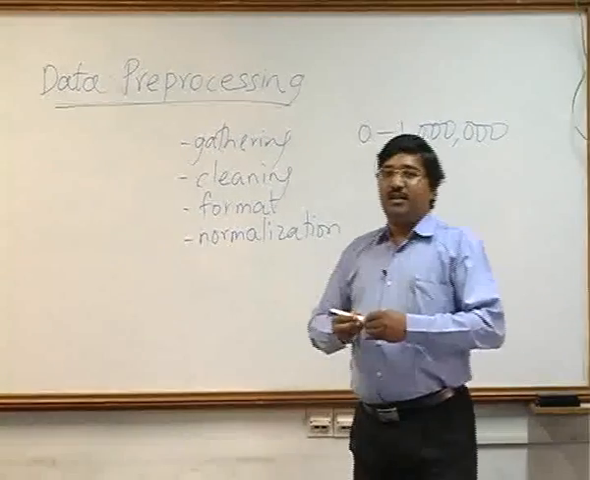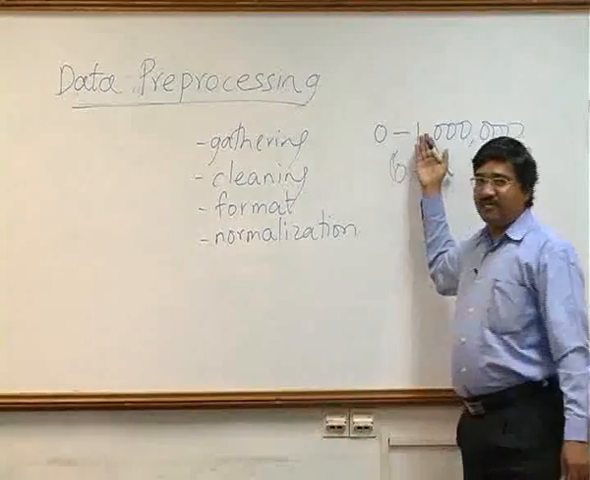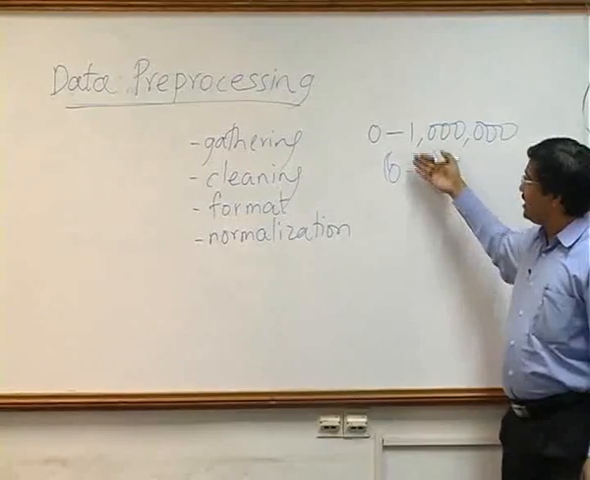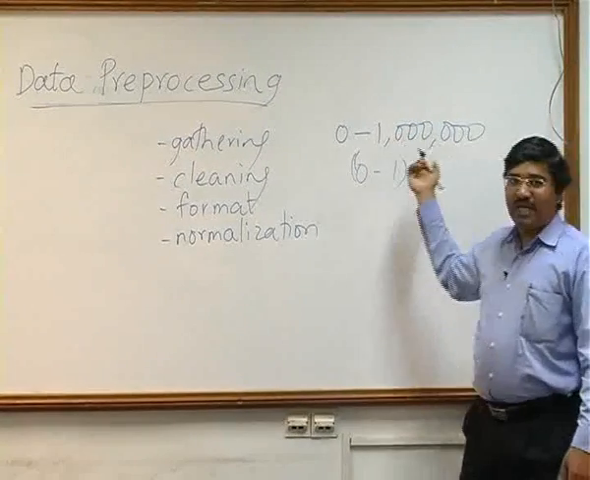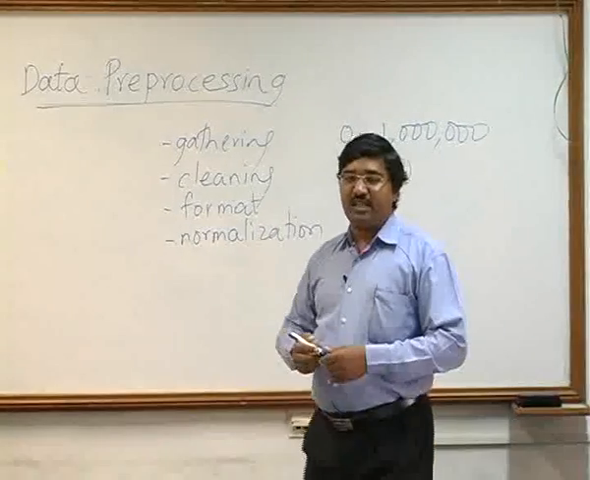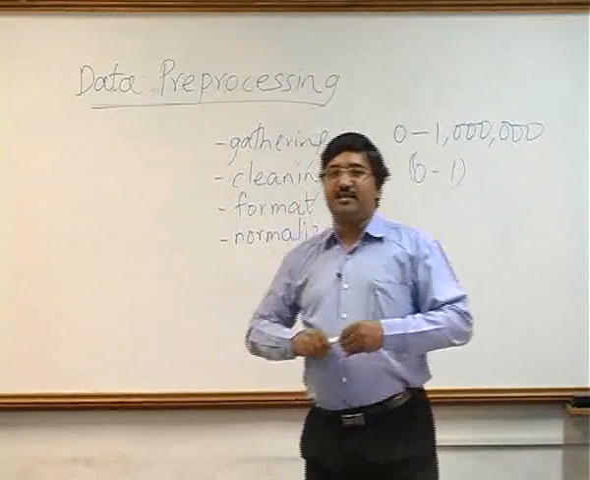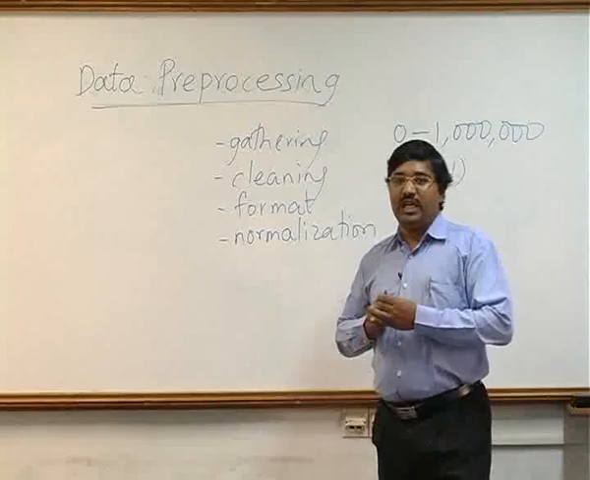In order to do that, obviously, in this case, it's very simple. You just need to divide each of the available values by 1 million, and then you'll get the corresponding fractional values. But in other cases, data normalization might be a little more tricky.